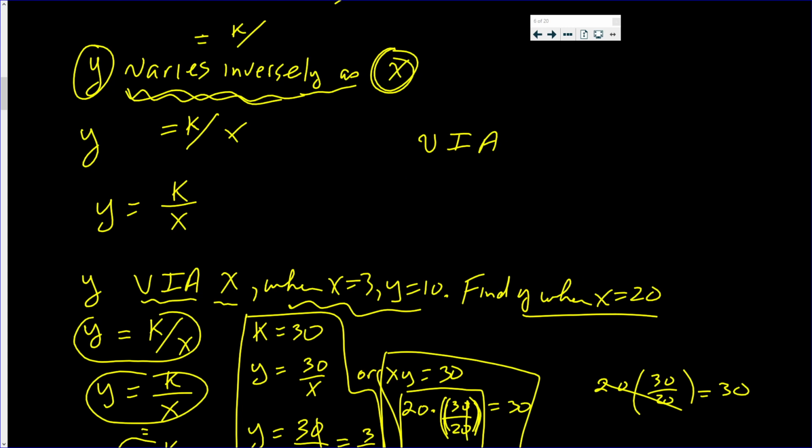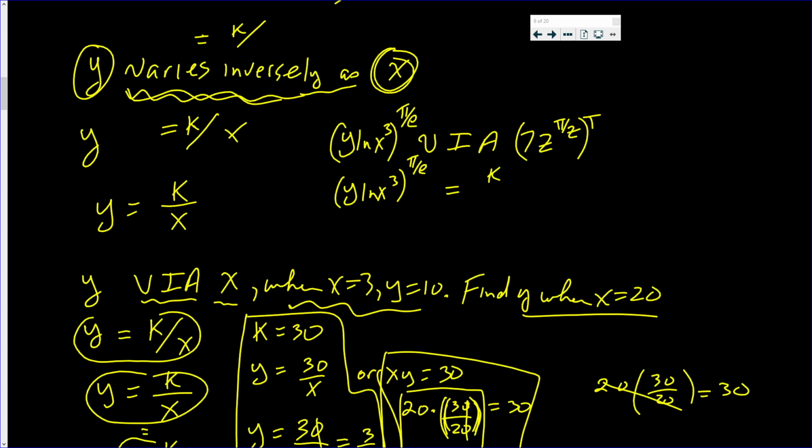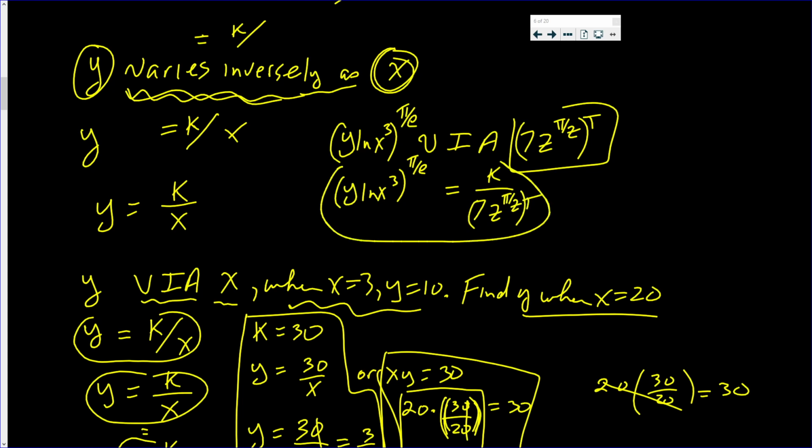If I write y ln of x cubed raised to the pi over e varies inversely as 7z raised to the pi over z all to the t power, we have this varies inversely as means k over that. Oh, that mess? That's a mess, but I can copy it down. There it is. That's the equation.